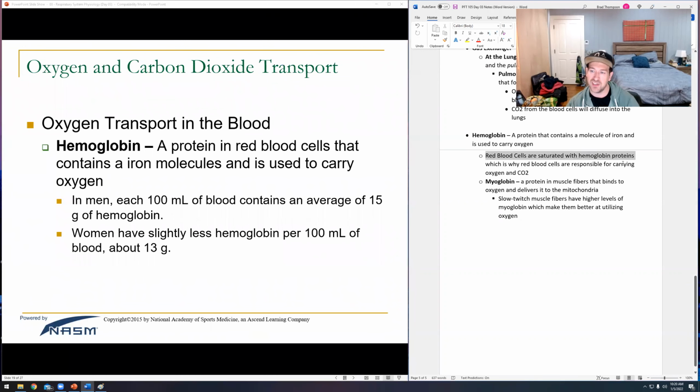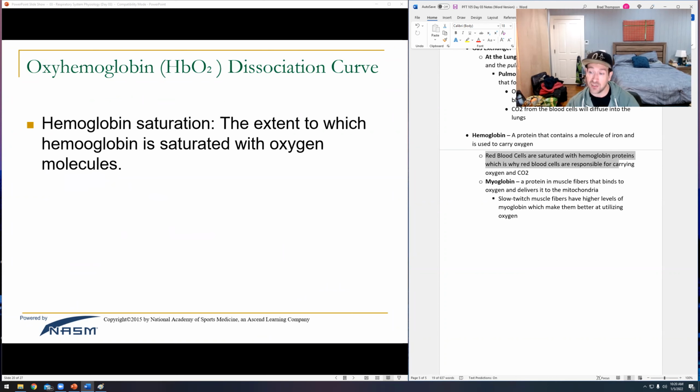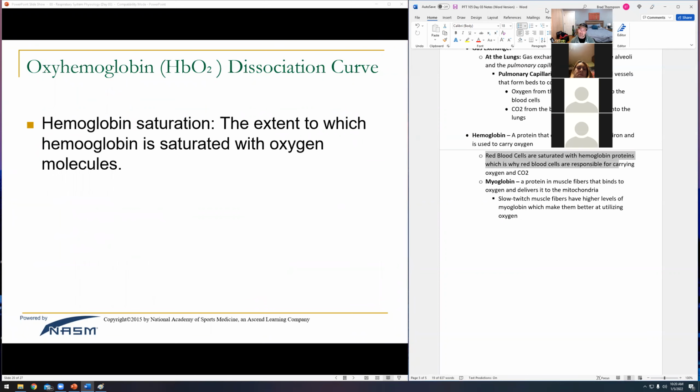So red blood cells are saturated with hemoglobin. Hemoglobin has iron in it, and that is how it attracts oxygen. Now, for the record, you can actually trick your body into making extra hemoglobin. Fun fact, if you go to high elevation, if you go hike Mount Everest, right?